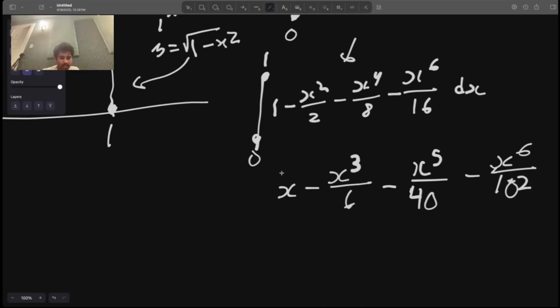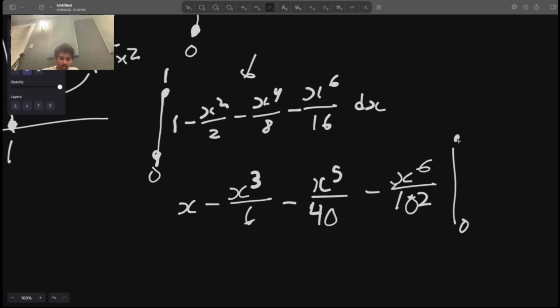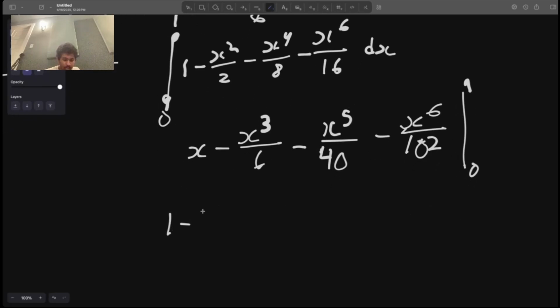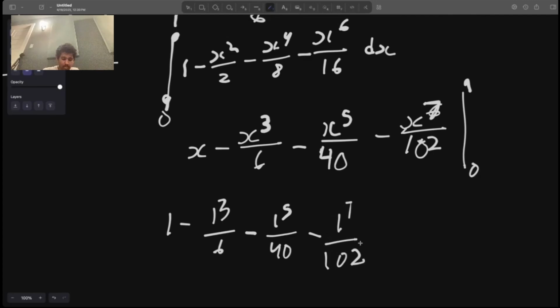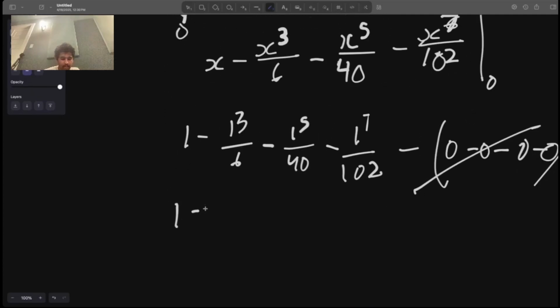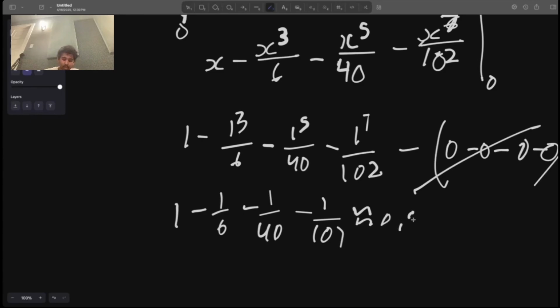Okay. Now we want this area from 0 to 1. So we'll plug in 1 minus 1 cubed over 6, minus 1 to the 5th over 40, minus 1 to the 7th over 112. And we'll subtract that from us plugging in 0. So 0 minus 0, 0 cubed is 0, minus 0, minus 0. This all is just 0, so our final answer is 1 minus 1 over 6 minus 1/40th minus 1 over 112, which is approximately 0.8.